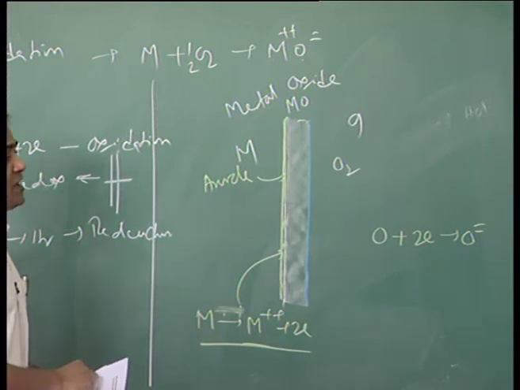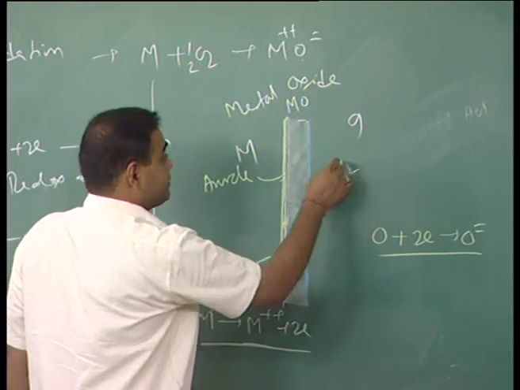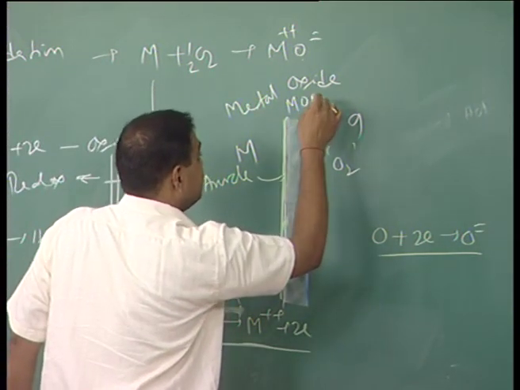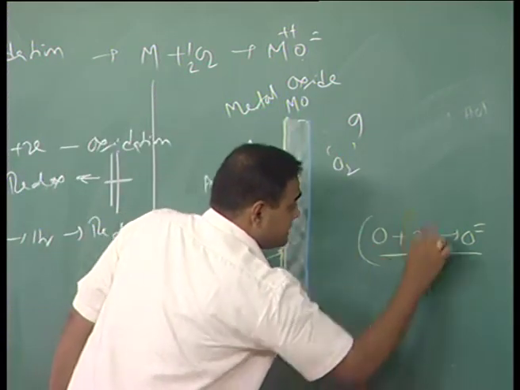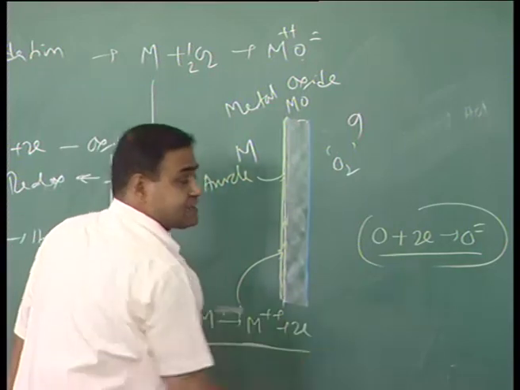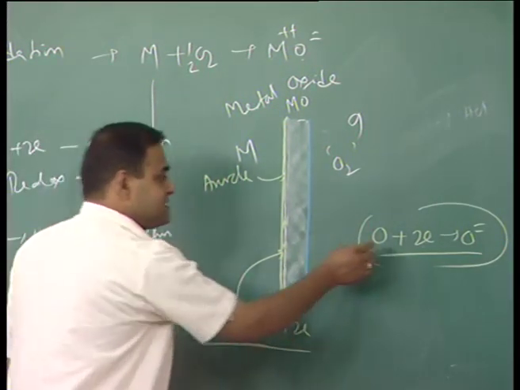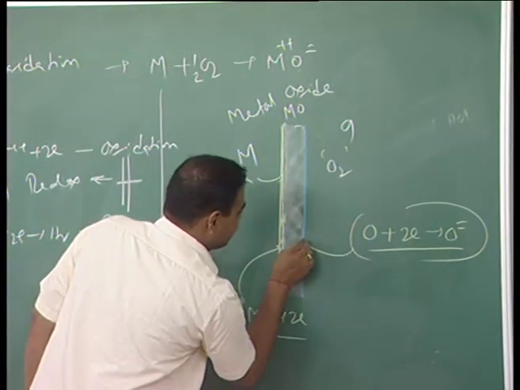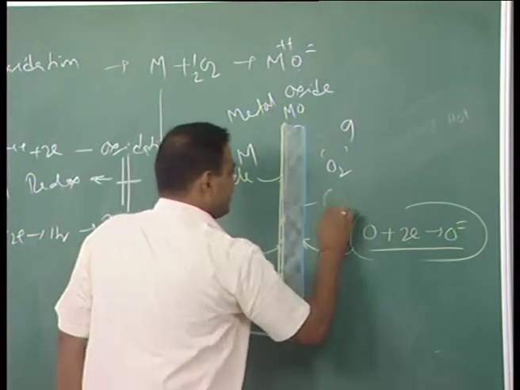Now on which surface would this reaction occur? This reaction would occur where you have excess oxygen. So this reaction must occur on the metal oxide gas interface. What is this reaction? This is an electron accepting reaction. That means this is a cathodic reaction, or a reduction reaction. So reduction reaction is happening at this interface. So this would be the cathode.